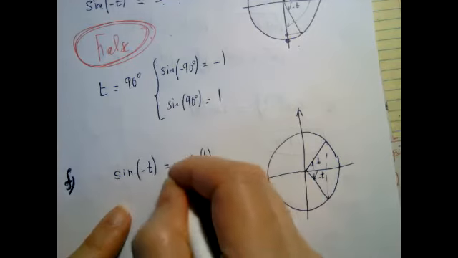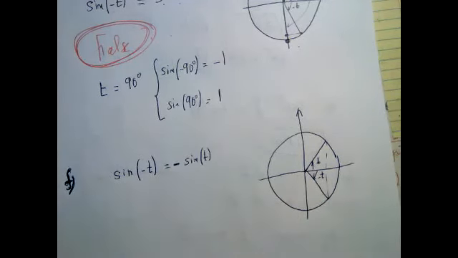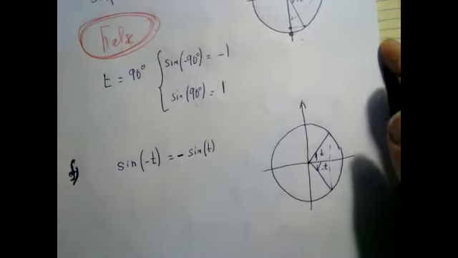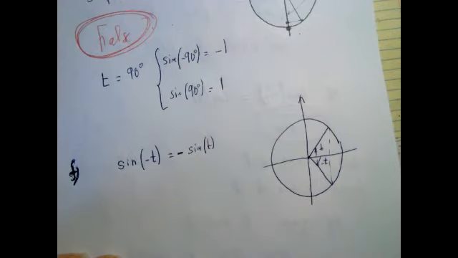Okay, so let me rephrase the question. True or false? Is the sine of minus t equal to minus the sine of t? What do you think? Look at the unit circle. True? Anybody? What do you guys think? Is she right?